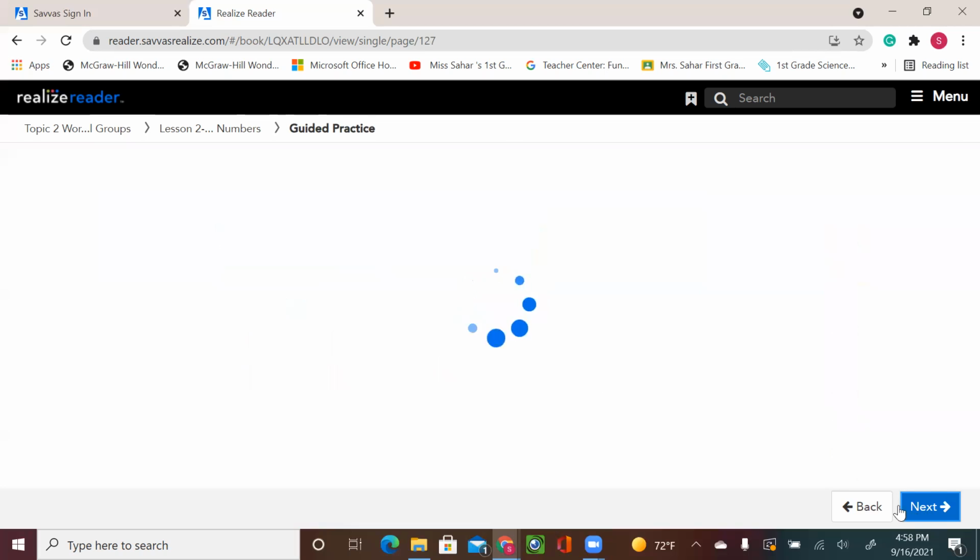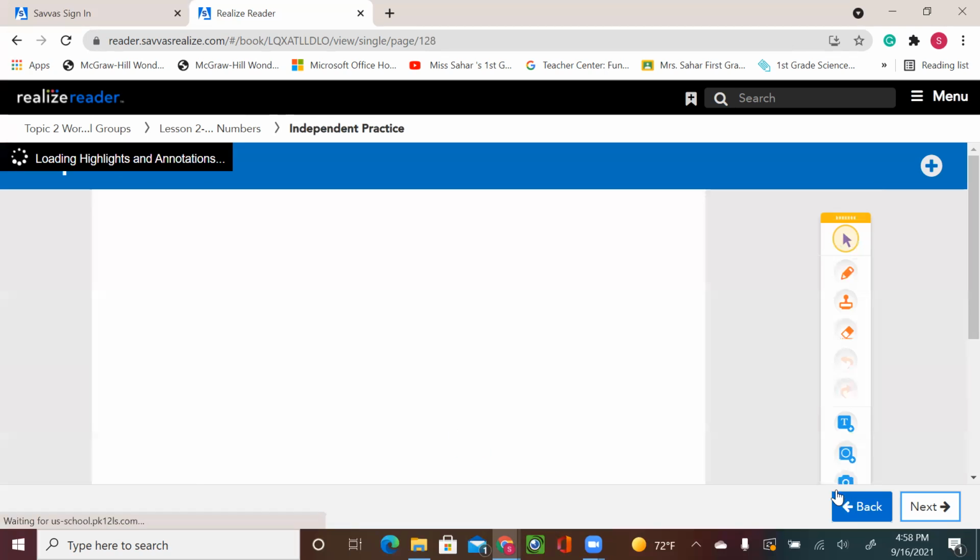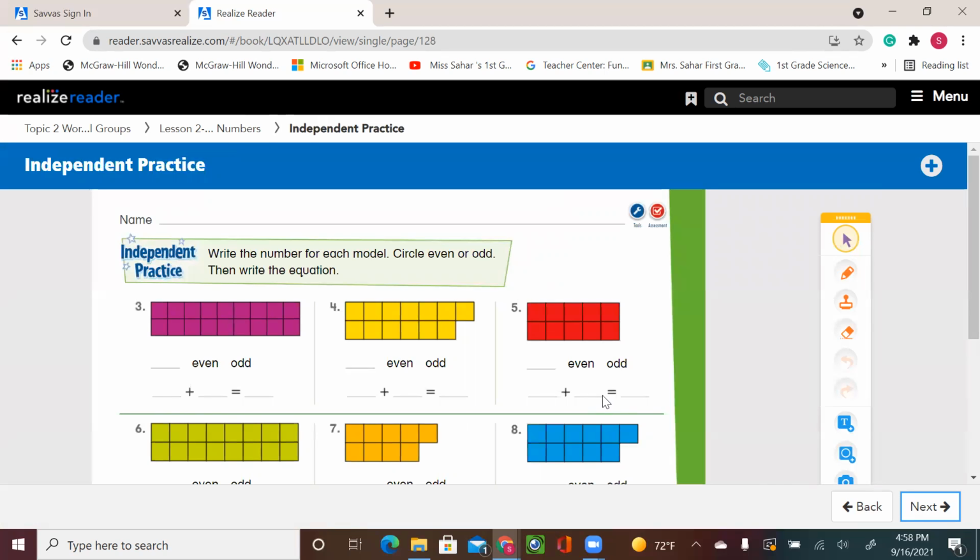Okay, so you have your exercise, pages 67 and 68. This is really fun. You have all that color. So write the number for each model, circle even or odd, then write the equation. You're going to count how many squares you have, put it here, and circle if it's even or odd.